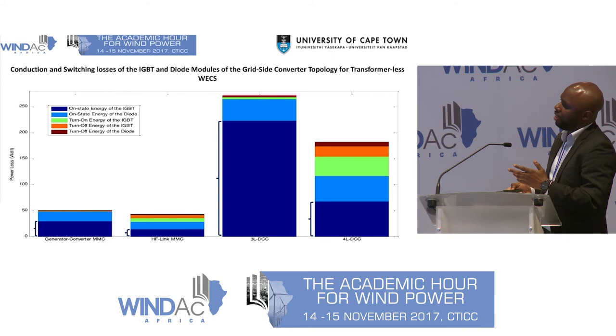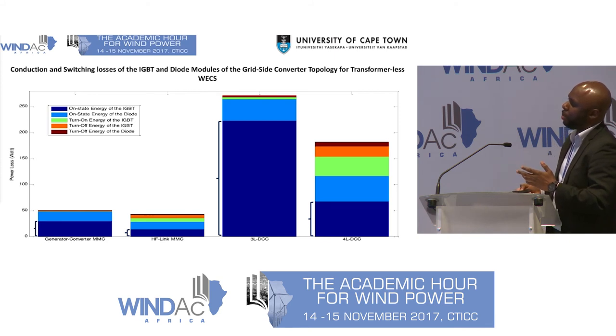The 4.5 kV was used in the high-frequency link MMC, which showed the lowest value. And for the MMC generator converter module, 1.7 kV was used.